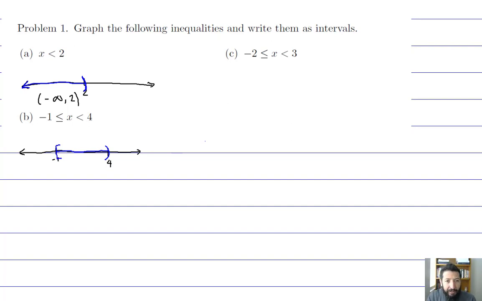So you have that interval, and if you write it in interval form, you basically get the closed interval from -1 to 4 open.